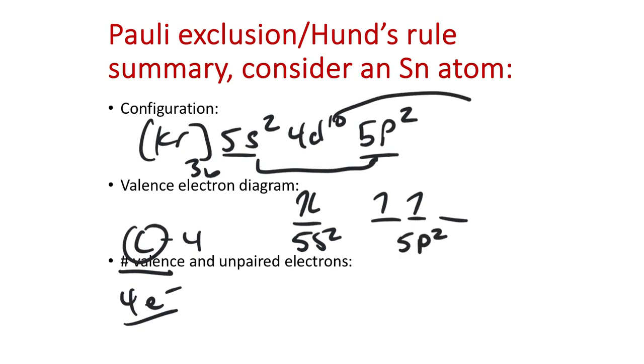Now, we could show the d, but they're not really part of the valence. But if we want to show the d, it's just 5 orbitals all spin paired.